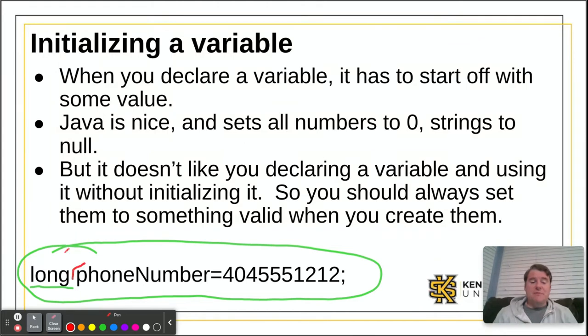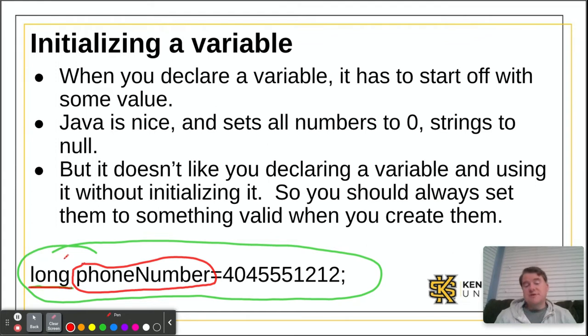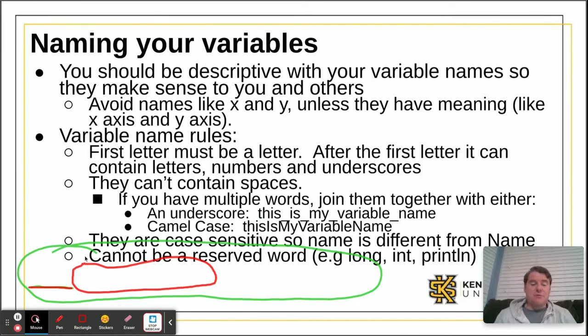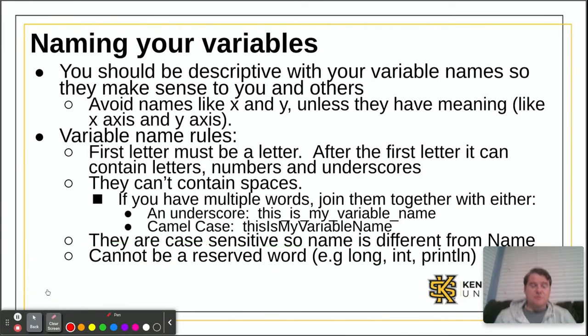The variable's name is phone number, and I'm declaring it to be of type long. In the previous example, I was declaring it to be of type int. So what's the difference between an int and a long? It's a different type of variable that can hold bigger numbers. As its name suggests, a long can hold a longer number than an int. And we'll get into some of the detail on that in just a few moments.